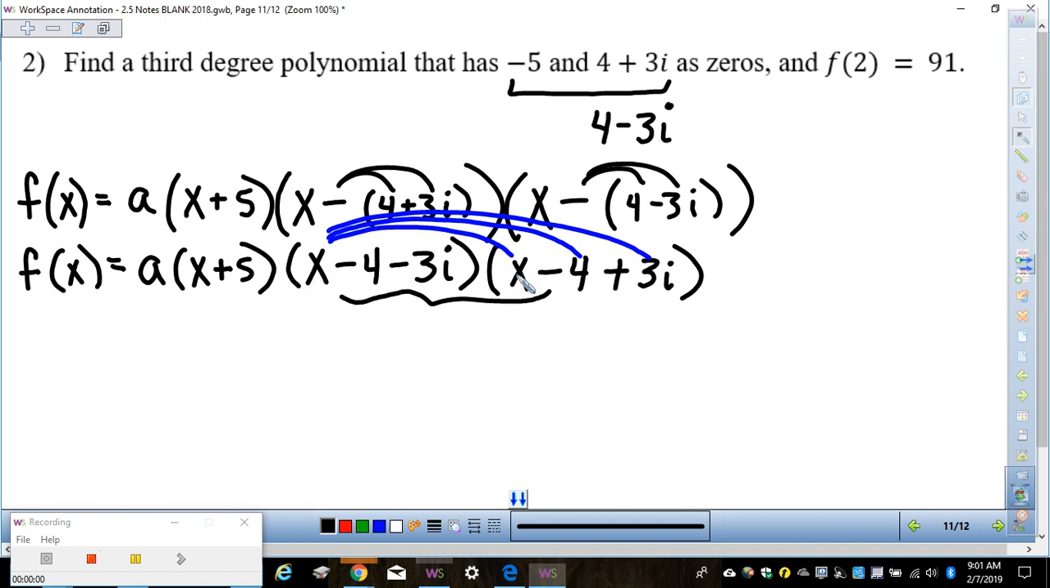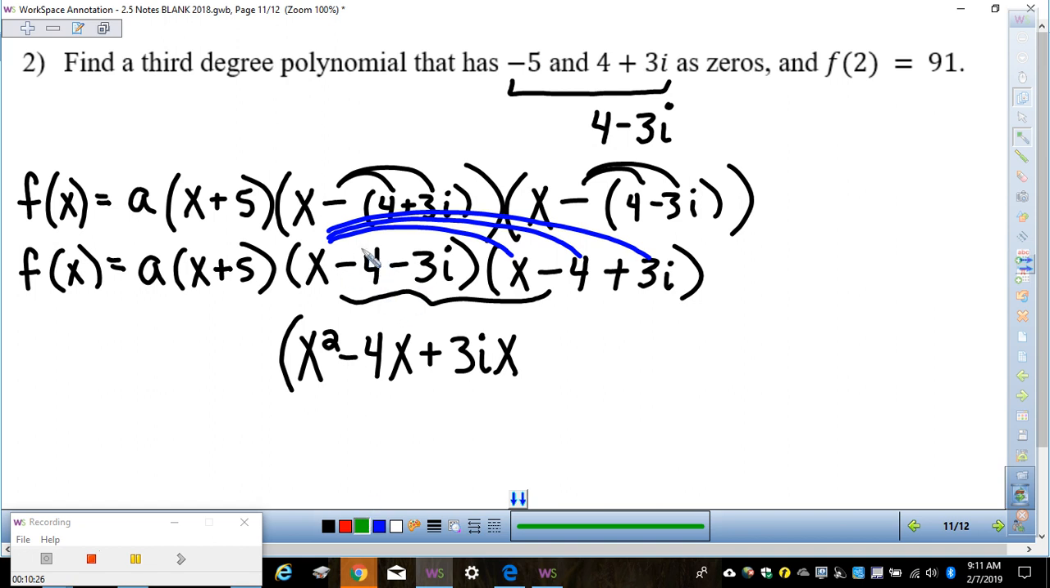We're going to multiply that by every term in the second one. And let's start writing the results down here below. So we've got x times x, which is x squared. Then we're going to do x times negative 4, which is negative 4x. Then we've got x times 3i, so we'll write plus 3ix. So that's just the result of the first round of distributing.